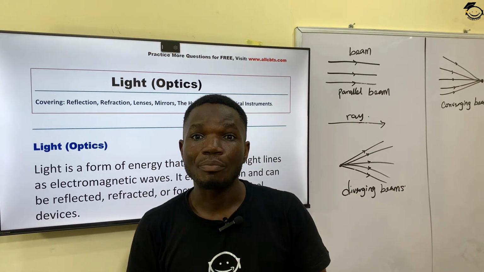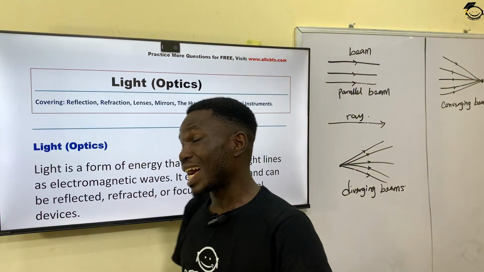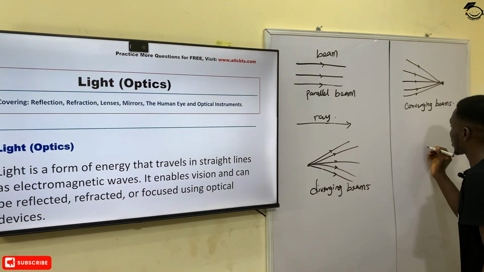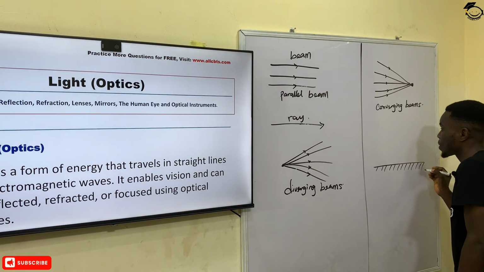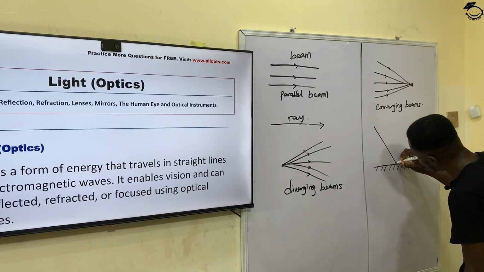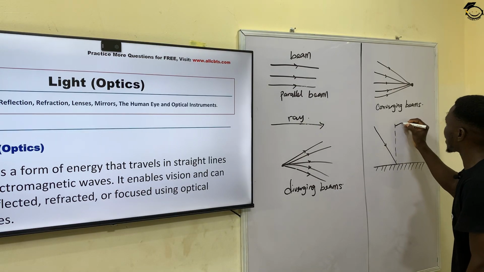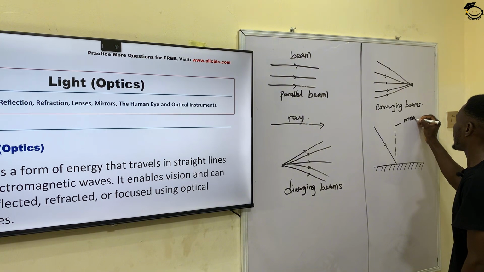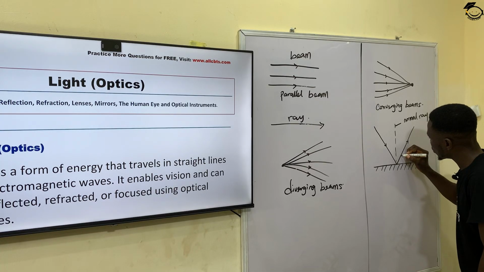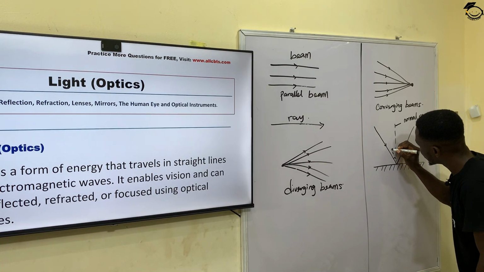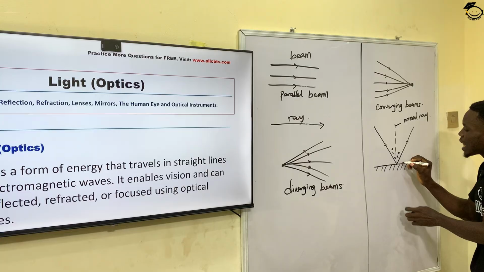But please know that light can be reflected, it can be refracted, it can be plane polarized. What does this mean? It means that if this is a plane mirror, and I have light incident on this plane mirror, it creates a normal. This line here is called the normal ray. This light will be reflected off this mirror. It means that when this light hits this plane mirror, it will bounce out of the mirror.